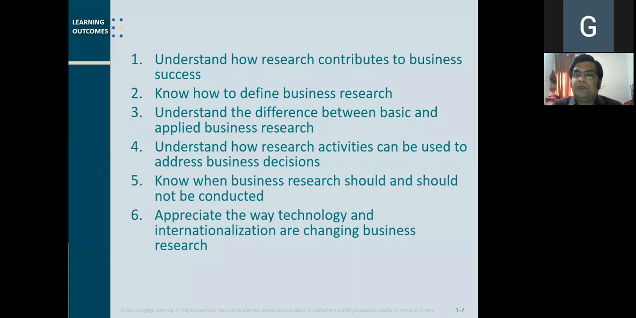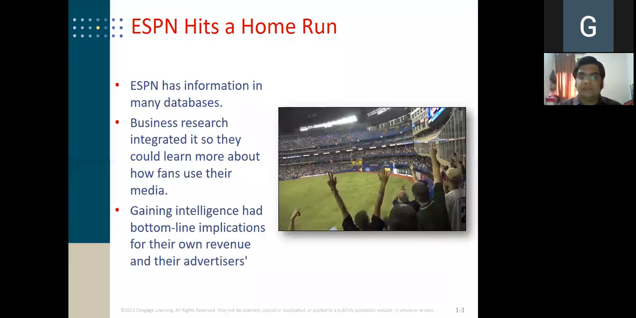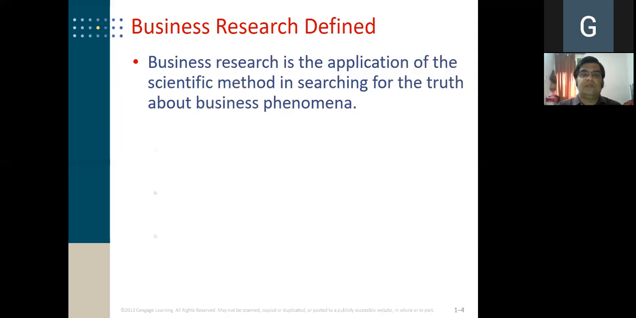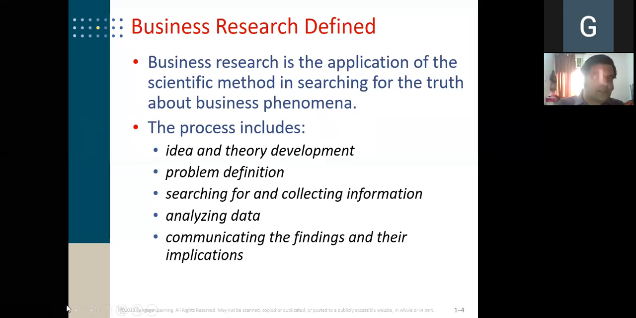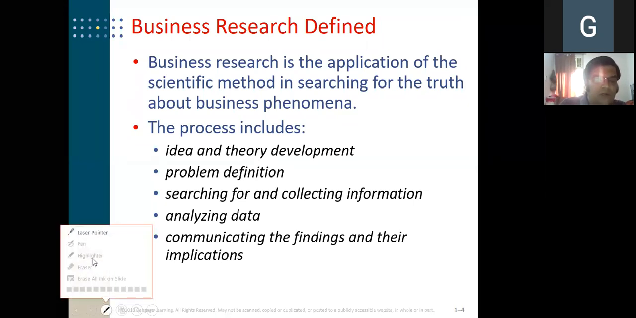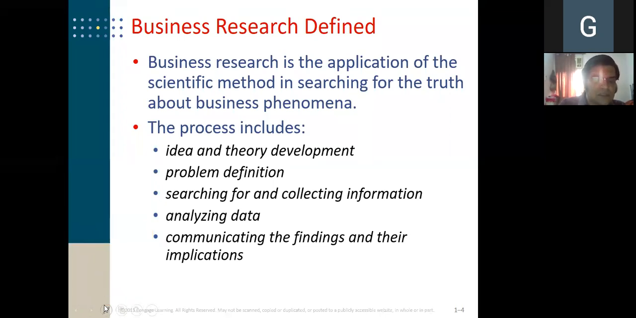Now to start with, let me give you a brief introduction of the subject. What is business research? What is your idea? First, let us have some interaction. Let me know from you, what do you understand, what is this subject like? Any idea what is business research?